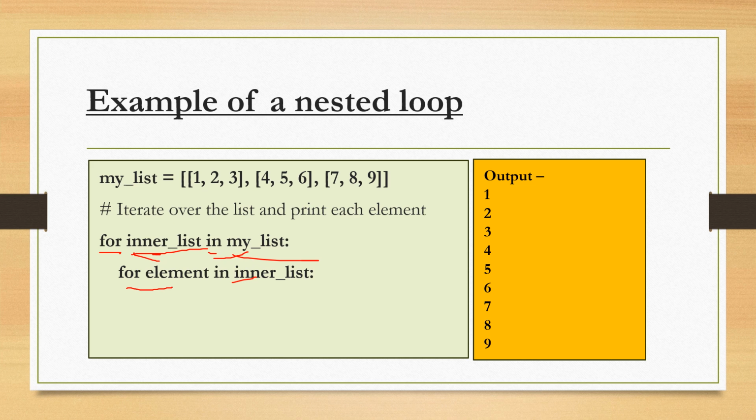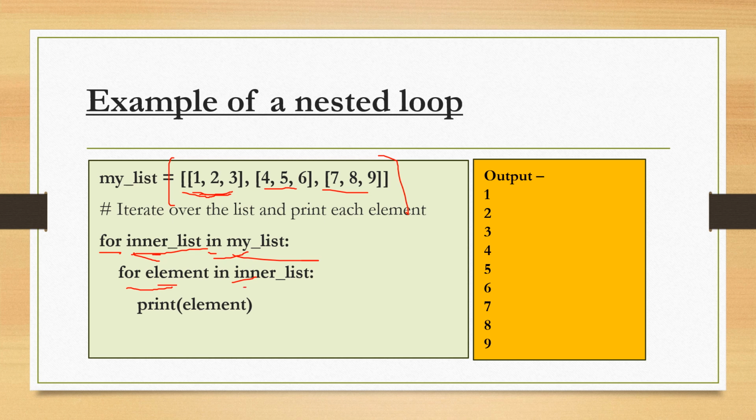So this is the outer list, and in that there are three inner lists. Now we have to iterate over this. First of all we are going to iterate over this, so we will print. Now what will we print? We are going to print element. Element is a variable in which we are going to store the inner list elements.